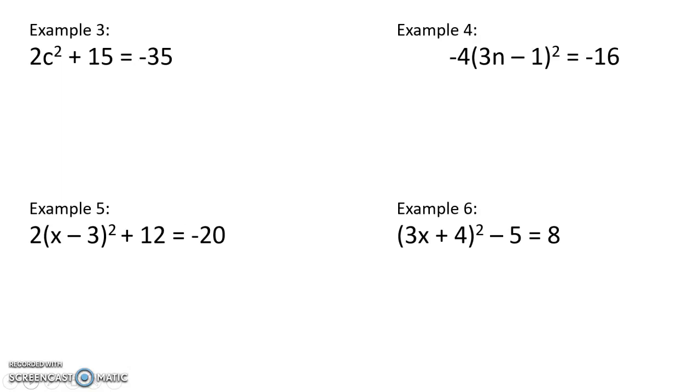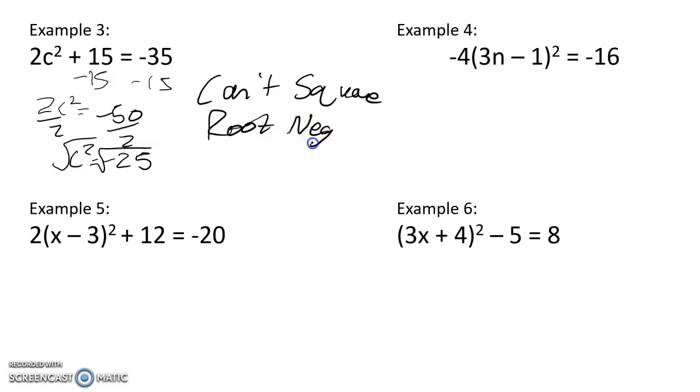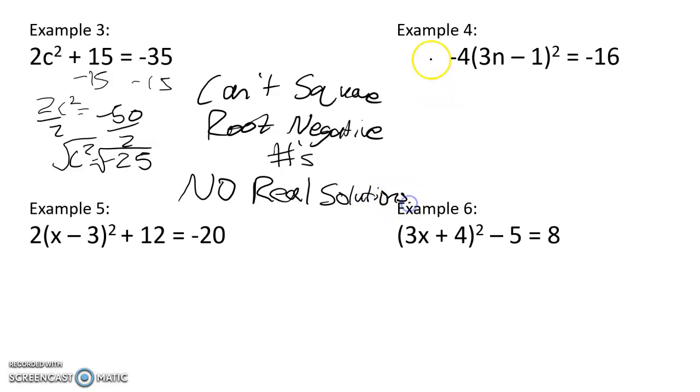So let's go back into here now, all right? Example 3, I need to get that c squared by itself. I'm going to subtract the 15. 2c squared equals negative 50. Divide by 2 on both sides. Get c squared is equal to negative 25. Square root both sides, but hold up. Running into the same problem again. I can't square root negative numbers. I'm just going to use the hashtag symbol for that. Can't square root negative numbers. So I have no real solutions.